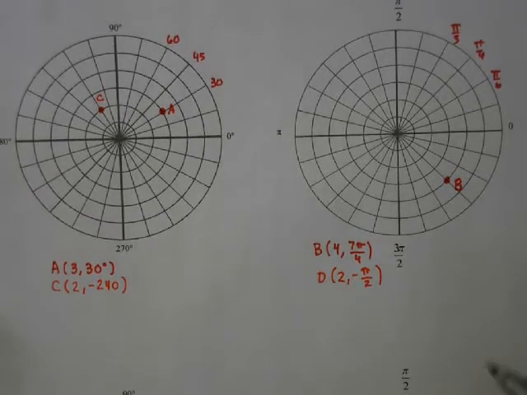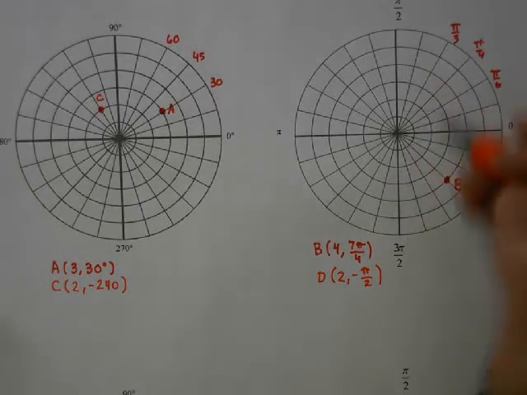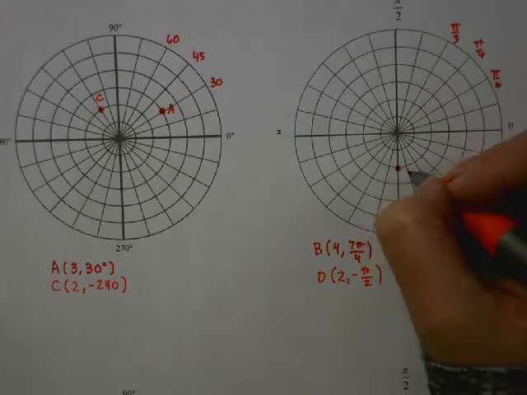Okay, (2, -pi over 2). Positive pi over 2 is up here, which means negative pi over 2 is down here. And again, I have 2.